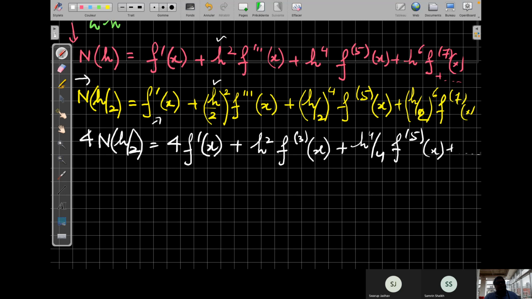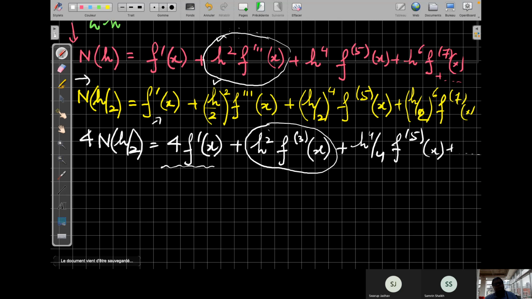Now suppose I subtract. Look here, 4 times f dash x came here and this h square came here. This is the third derivative. Look at this term very carefully. This term and this term are exactly the same, isn't it? Yes, same. So suppose I tell you to take N of h minus 4 times N of h by 2. What will I get?